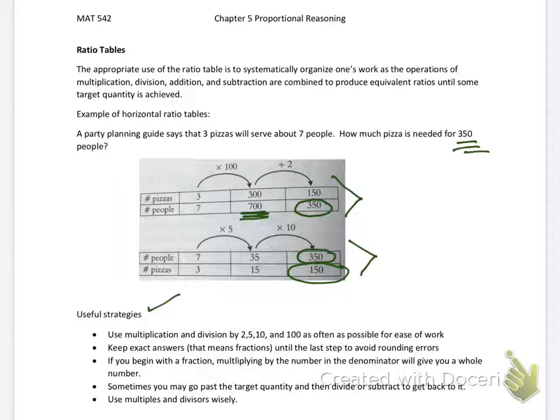It is very, very important to tell them to keep their exact answers, and that means if you get a fraction, keep your fraction. Don't round until the last step, otherwise you're going to have rounding error. If you begin with a fraction, multiplying by the number in the denominator will give you a whole number. So 1/3 times 3 will give me a whole number. And sometimes you may go past the target quantity, as we did here, and then divide or subtract to get back to it. Okay, use your multiples, multipliers, and divisors wisely.